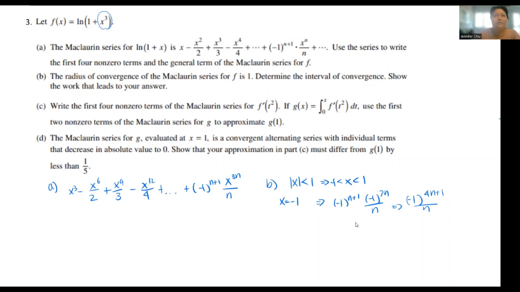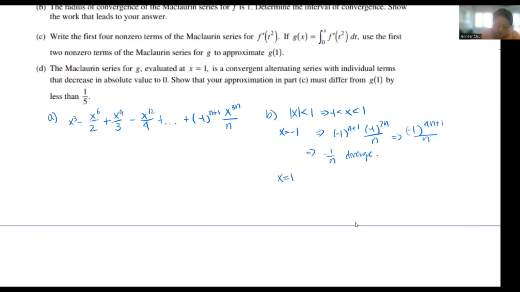It's going to make it negative because 4n plus 1 is going to make all my powers odd. So odd power making this negative. So this is going to be just simplified to negative 1 over n, which is a diverging p series or harmonic series. So this is going to diverge. So diverge. So not this one.